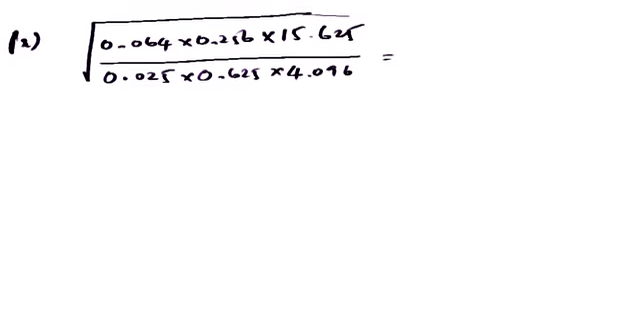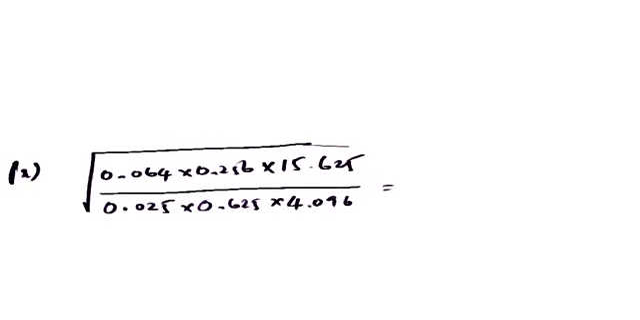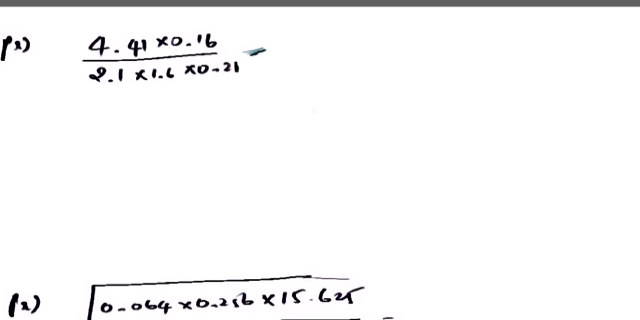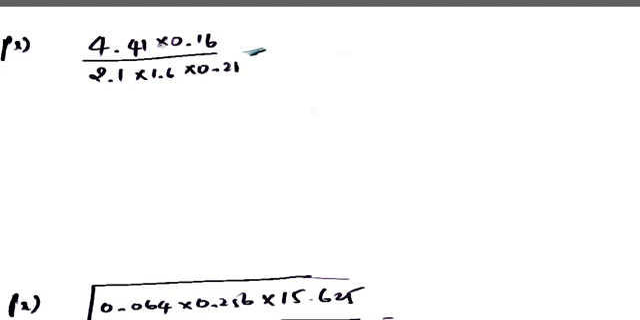The next problem is given like this: 0.064 into 0.256 into 15.2625, and so on. How to solve this kind of problem? Before getting into the topic, let us go through one more example. The example is 4.41 into 0.16 divided by 2.1 into 1.16 into 0.21.